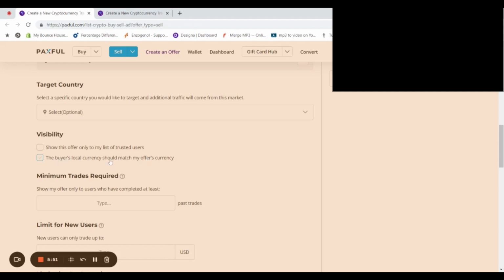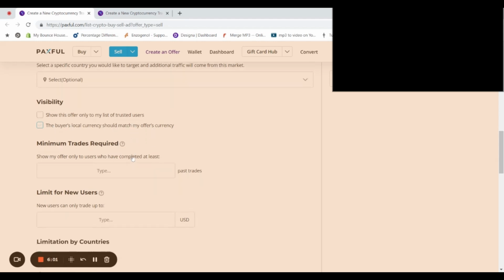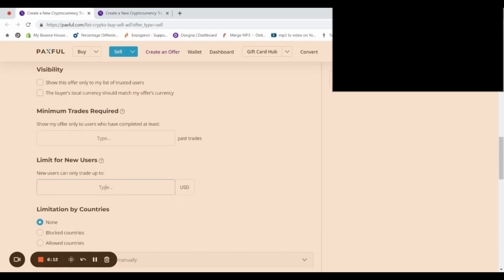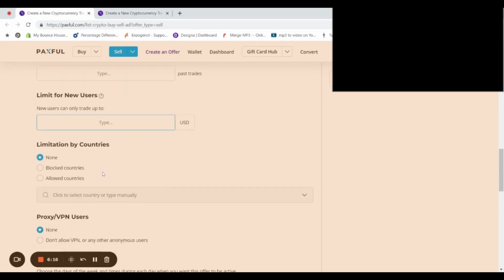So local currency should match. This is if their currency should match your currency. This is not really something super important. You should probably leave it unchecked. Minimum trades required. This is how many trades the individual must have in order to open a trade with you. And this is how much in trading volume they had to have done before they can open a trade with you. And this is if you block or allow any specific countries.